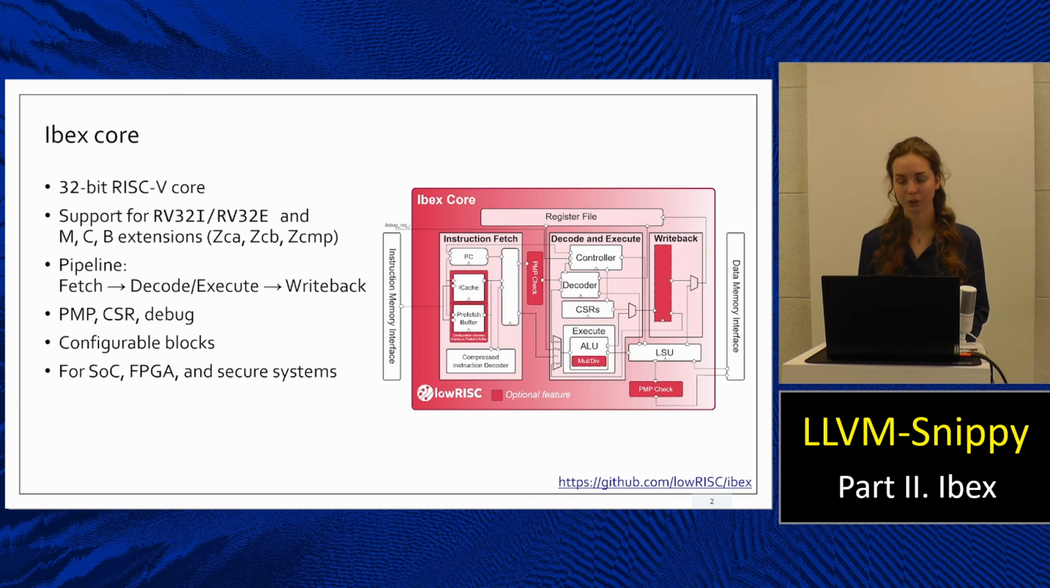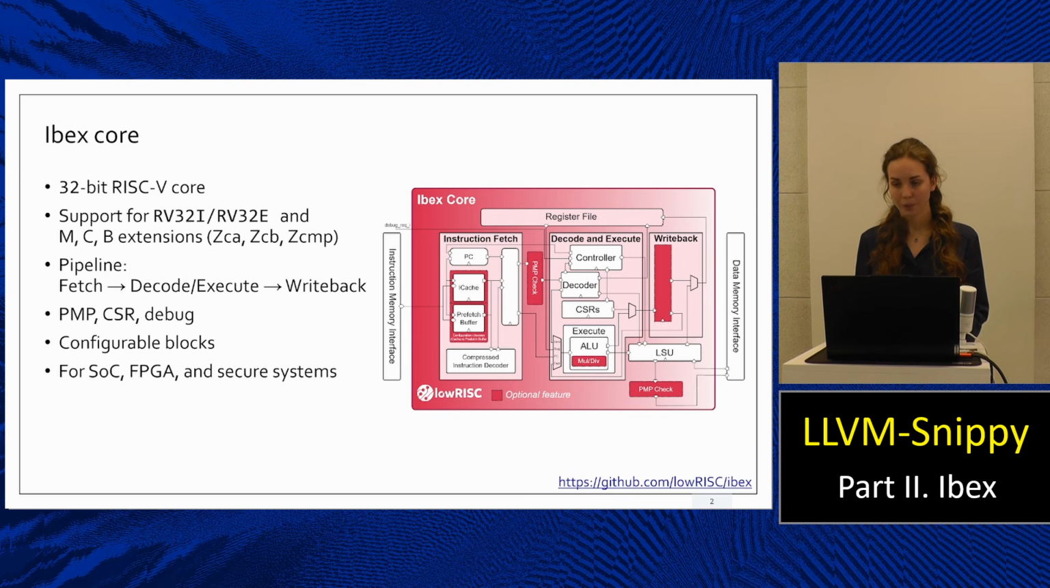Ibex is an open source 32-bit RISC-V core. It is compact, but it still has all the functionality you need. It supports the base RV32I and E configurations, the M extension, and part of the bitmanip and compressed extensions. ZCB and ZCMP are supported experimentally. The core also has fairly mature blocks such as CSR, PMP, support for physical memory protection mechanisms, and debug logic.